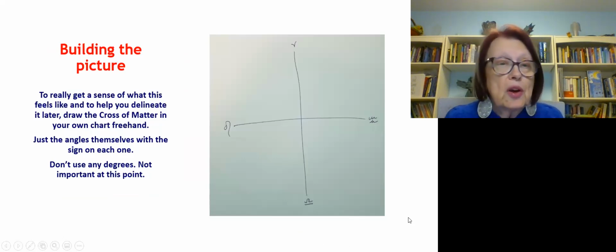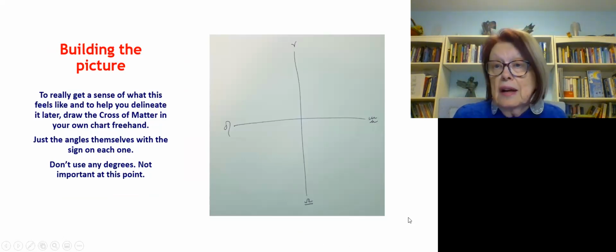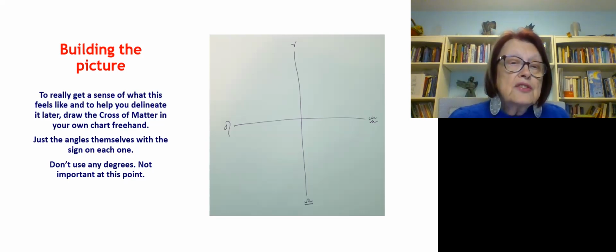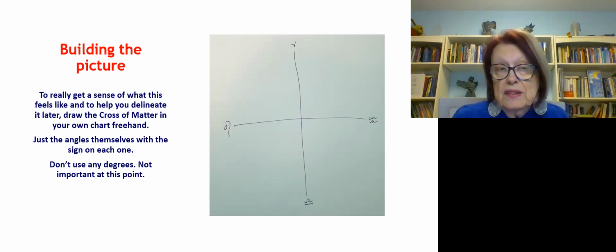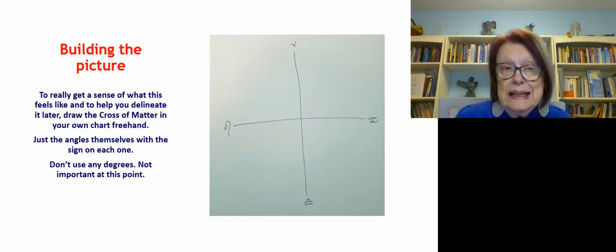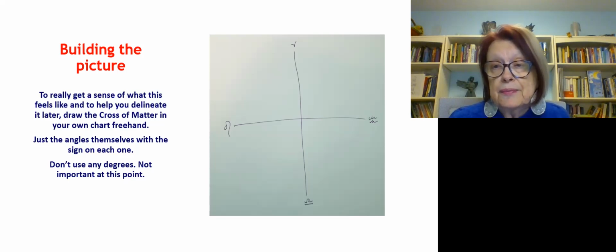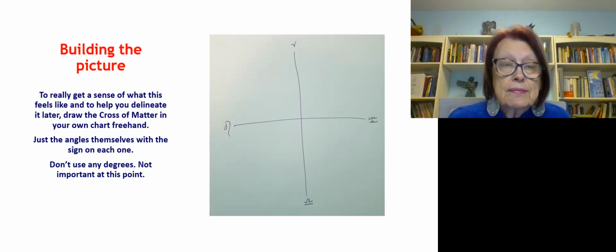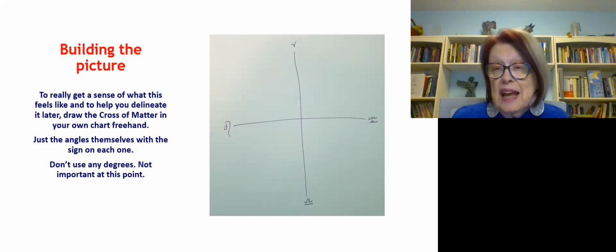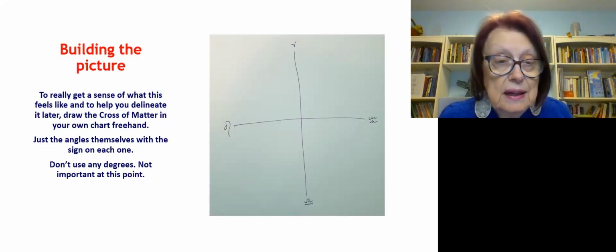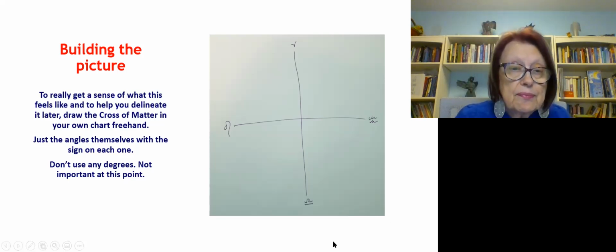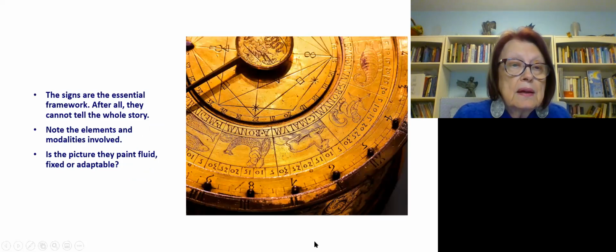Okay, so we're just going to go through a little bit of an exercise here I called building the picture. To really get a sense of what this feels like and to help you delineate it later, draw the cross of matter in your own chart freehand. Just the angles themselves with the sign on each one and nothing else. Don't use any degrees. That's not important at this point. The signs are the essential framework.